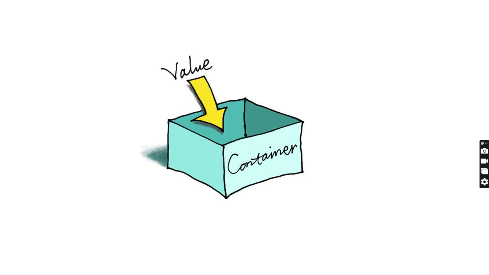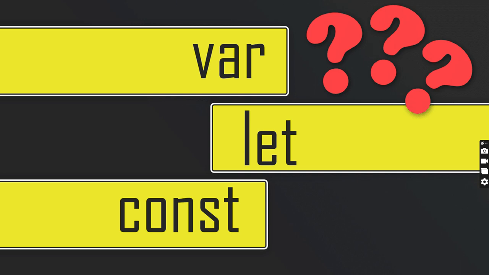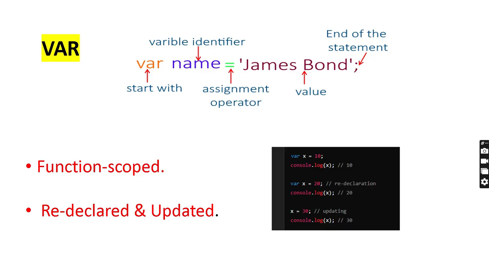Variables are containers used for storing data and values, and there are three types of variables: var, let, const. First we have to see var. Var is function scoped. We have to see later what the scope is. It can be redeclared and updated. For example, we are seeing this example. We redeclare it another time, and we update the value 10 and 20.